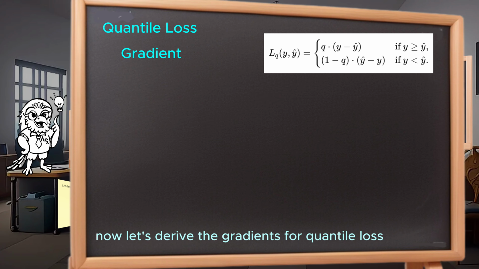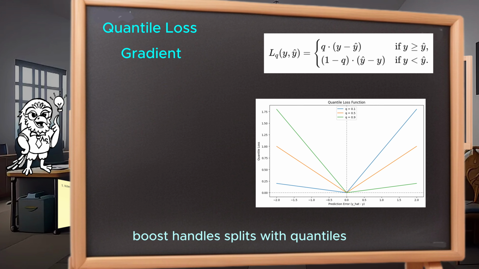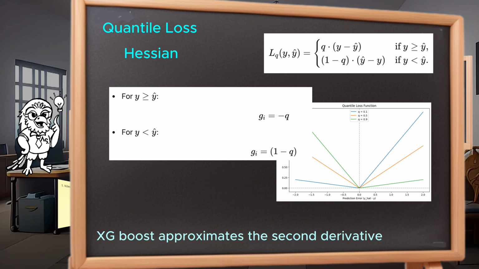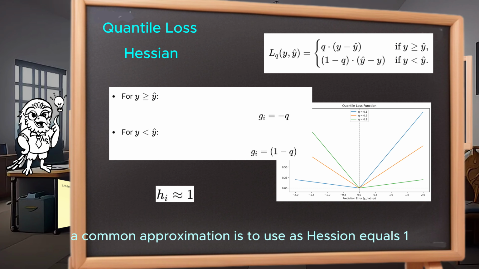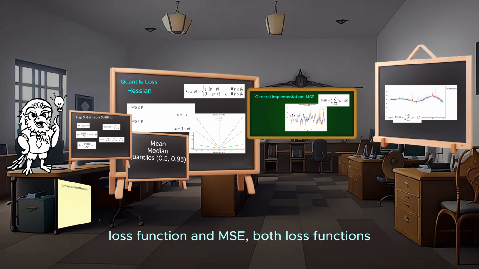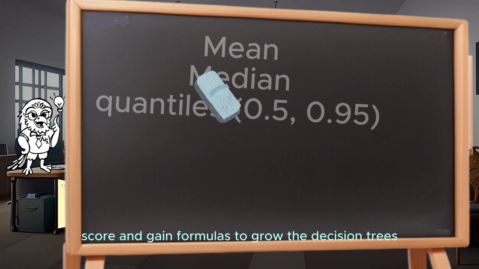Now, let's derive the gradients for quantile loss. This part is crucial for understanding how XGBoost handles splits with quantiles. In order to calculate gradient, we take first derivative of the loss function. In the cases where actual value is more than the predicted value, gradient becomes minus q. And in other case, value of gradient becomes 1 minus q. Since quantile loss isn't smooth, XGBoost approximates the second derivative. A common approximation is to use as Hessian equals 1, essentially treating the Hessian as a constant. So, that's the only difference in the usage of quantile loss function and MSE. Both loss functions use the same similarity score and gain formulas to grow the decision trees.